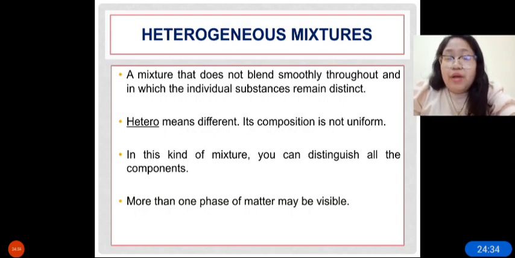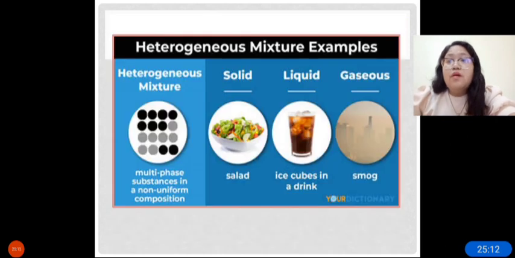Now let's proceed to heterogeneous mixtures. These are mixtures that do not blend smoothly throughout, in which the individual substances remain distinct. This means that we are able to identify the different parts or the different substances in the mixture. Hetero means different. So this also means that the composition is not uniform like the homogeneous. In this kind of mixture, we can distinguish all the components. So more than one phase of matter may be visible in this type of mixture.